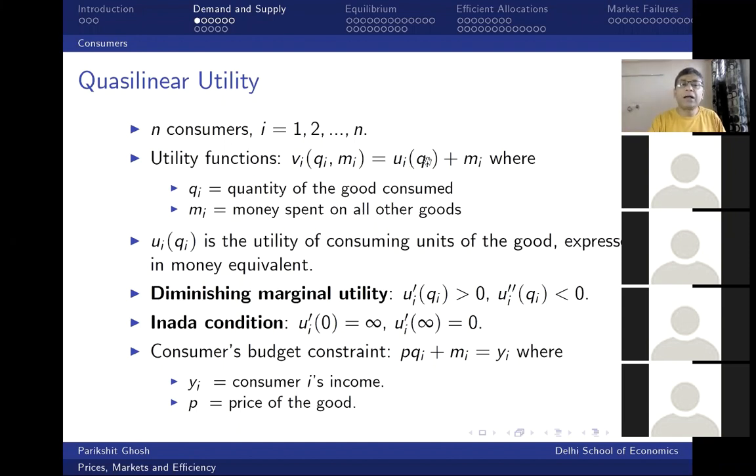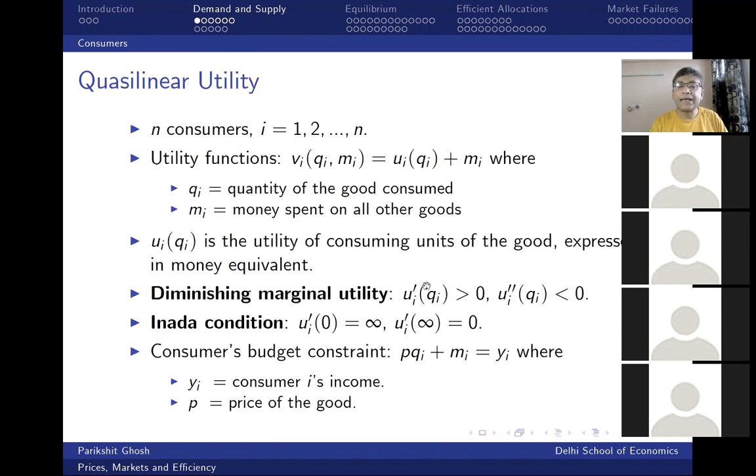Now, we may want to impose some natural or plausible assumptions on the shape of this utility function for bread, for the good in question. What are natural assumptions? One natural assumption is that the first derivative is strictly positive, right? Which is basically saying the more the merrier. If I have more of something, holding everything else constant, that makes me better off as a consumer. I get more utility, or whatever you want to call that.